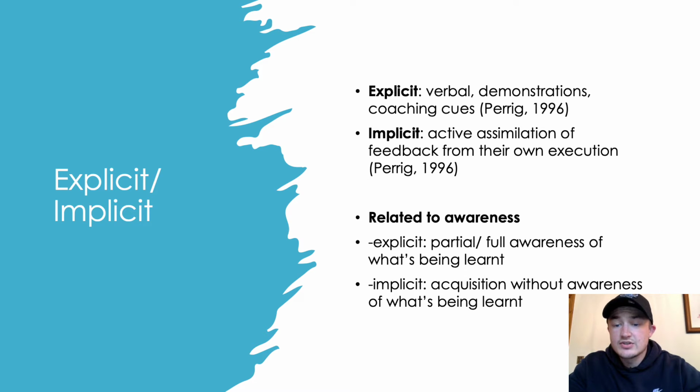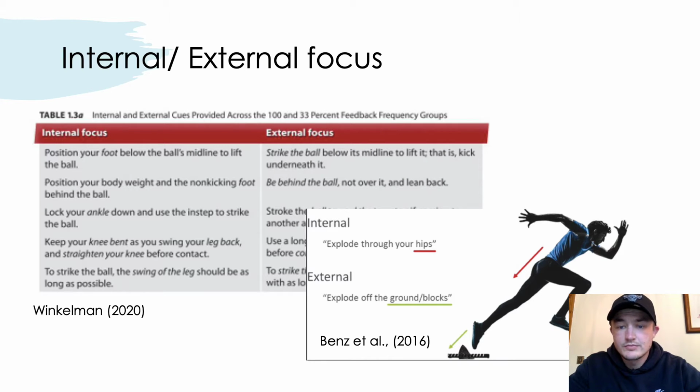Explicit and implicit instructions are related to awareness of the task, with explicit instructions having partial or full awareness of the task, whilst implicit relates to no awareness of the task requirements. When we look at internal and external cues, we look at how we want to direct our information, which can be seen clearly in this slide from the table by Winkelman and the image from Benz et al. Internal focus directs the athlete's attention to themselves, whilst external directs their attention to a fixed point away from their body. This can be seen in both the table and the image.